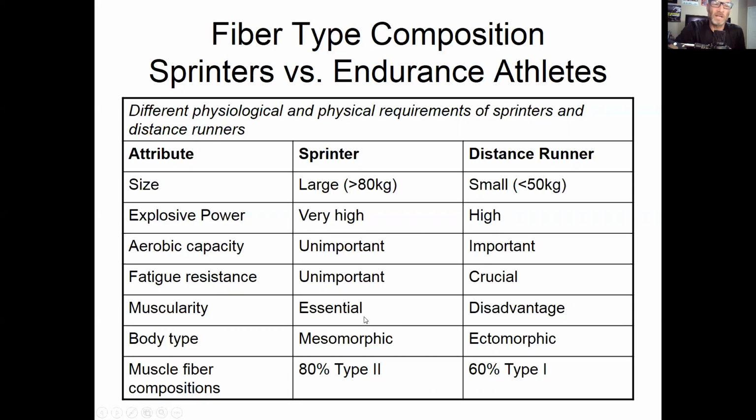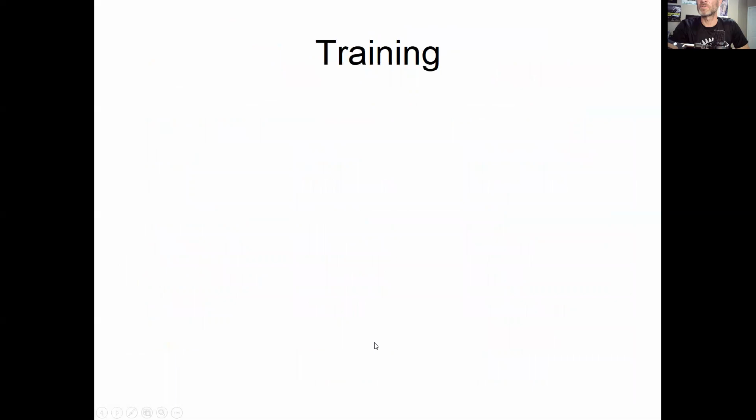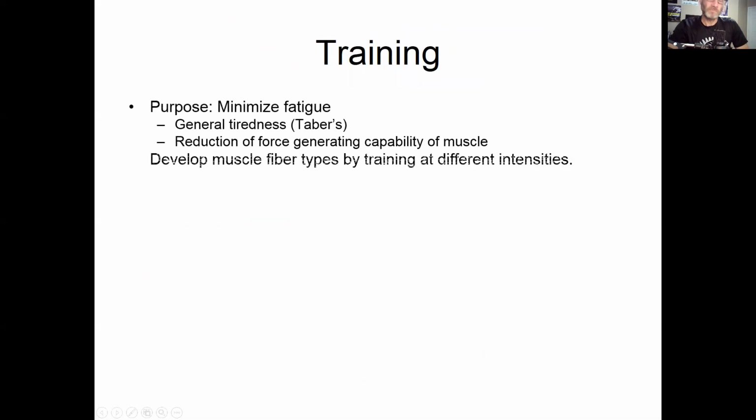you need a lot of muscle to generate a lot of explosive power. That's why our power athletes tend to be larger. But it can be a disadvantage for distance runner carrying all that extra mass. And that's why a lot of distance runners tend to be smaller, as you have less mass that you get to carry over a long period of time. Just different body types, mesomorphic versus ectomorphic, and mostly type 2 fibers for sprinter and mostly type 1 fibers for distance runners.